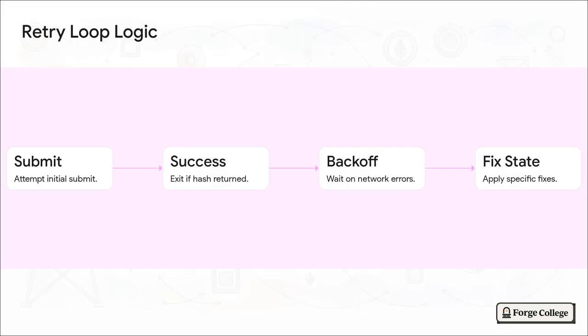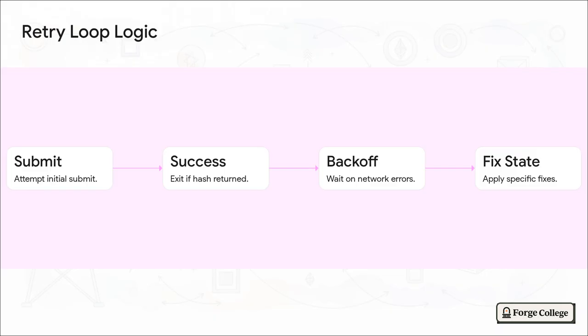Since we know exactly how to fix these predictable errors, we can actually automate the diagnosis. We can build a simple submission helper script, maybe in Python or Node.js. Let's look at the pseudocode logic of a smart, deterministic retry loop. Step 1, we attempt the initial broadcast of our hex string.